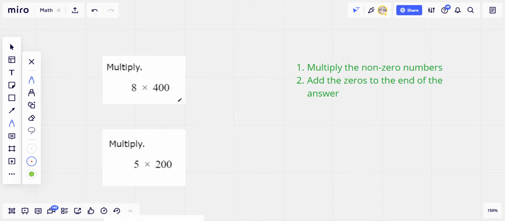There's two steps you're going to use. You're going to multiply the non-zero numbers first. So in this case, it's 8 times 4. Okay, so that's the first part of the problem, 8 times 4. So if you know that 8 times 4 equals 32, you're set.